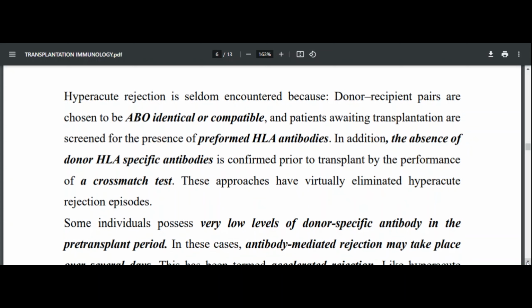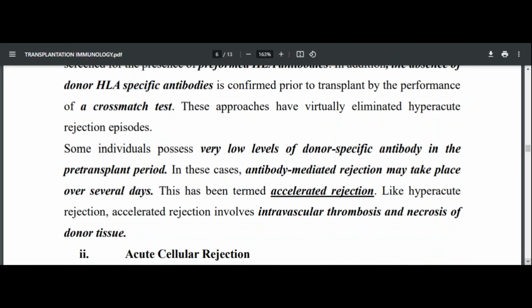Some people possess very low levels of donor-specific antibody. That's also a problem. Some people who are waiting for transplantation sometimes have very low levels of donor-specific antibodies in their blood, in their body. So in this case, antibody-mediated rejection may take place after some days. Because, of course, they possess very few antibodies, those antibodies cannot act immediately, so it will take some days, and this has been termed accelerated rejection.